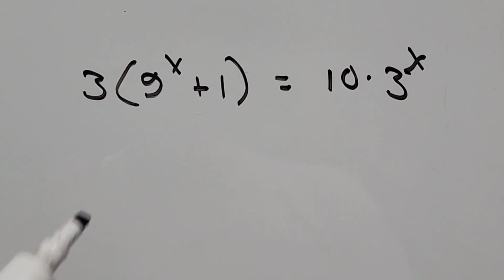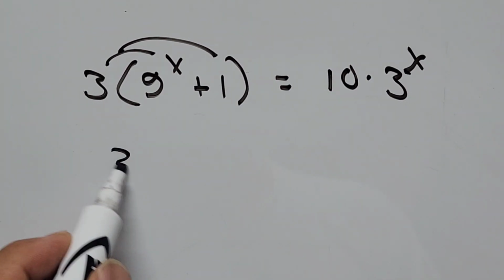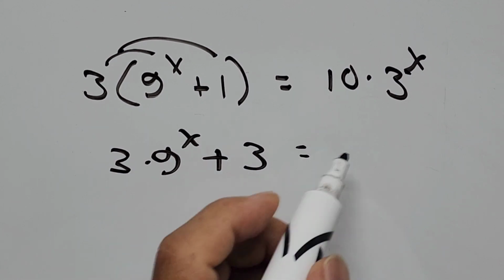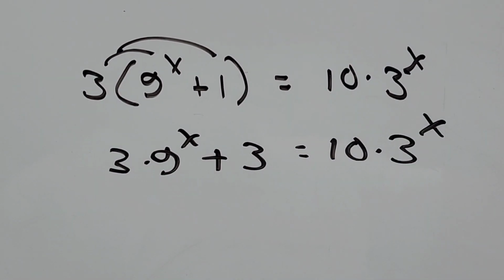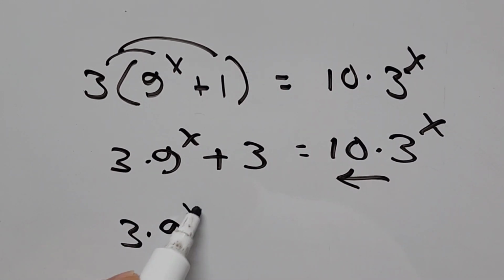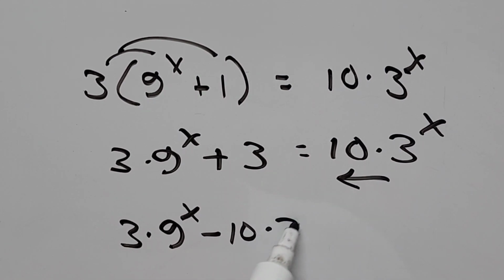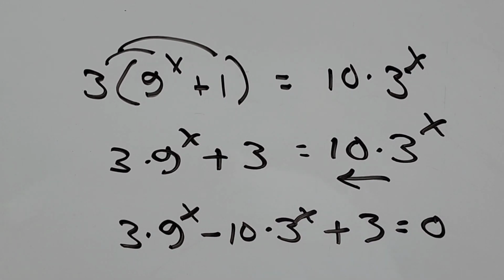Simplify this further. So we distribute 3, right? So we have 3 times 9 to the power of x plus 3 equals 10 times 3 to the power of x. Combining all the terms, taking this term to the left side of the equation, we have 3 times 9 to the power of x minus 10 times 3 to the power of x plus 3 equals 0.